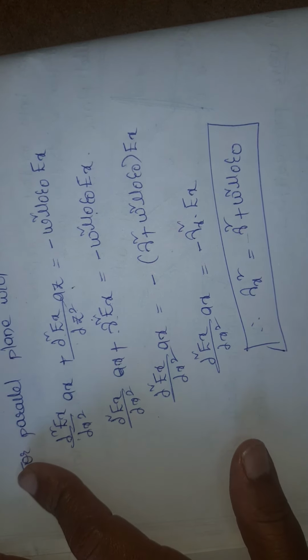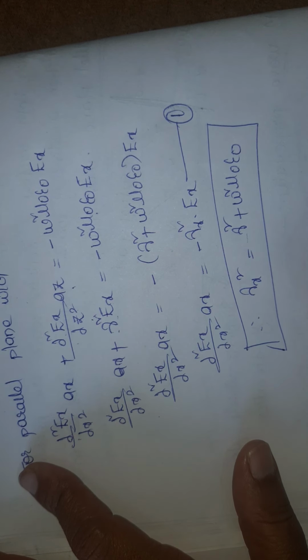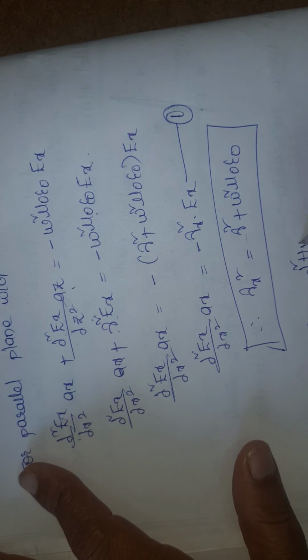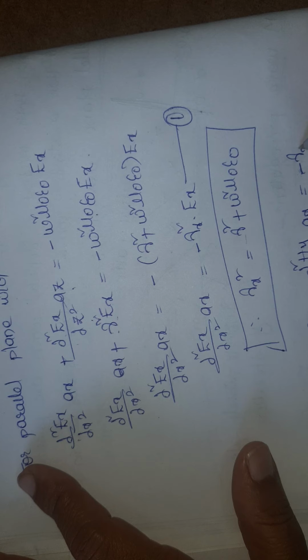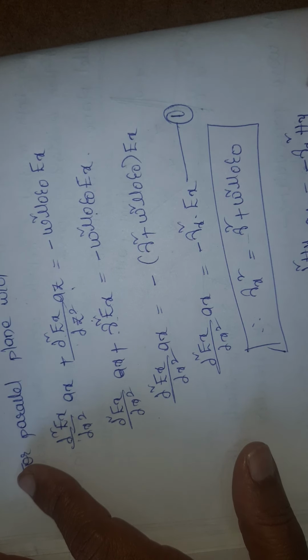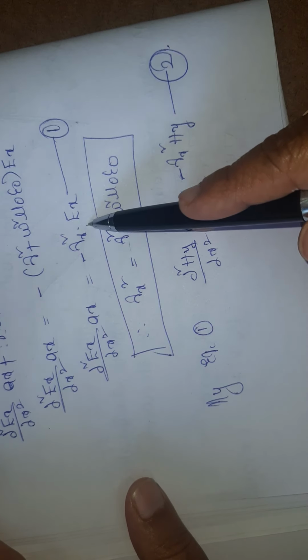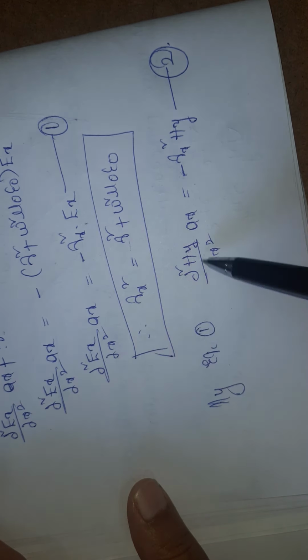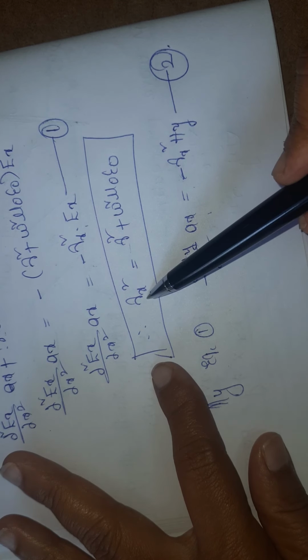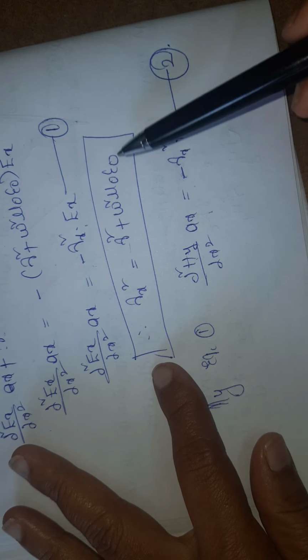Similarly, from equation 1, I can write dou square hy by dou x square Ax is equal to minus gamma x square into hy. Consider this as equation 2. From 1 I am just substituting magnetic field intensity instead of electric field intensity. So here from equations 1 and 2, we just concluded gamma x square is nothing but gamma square plus omega square mu naught epsilon naught.